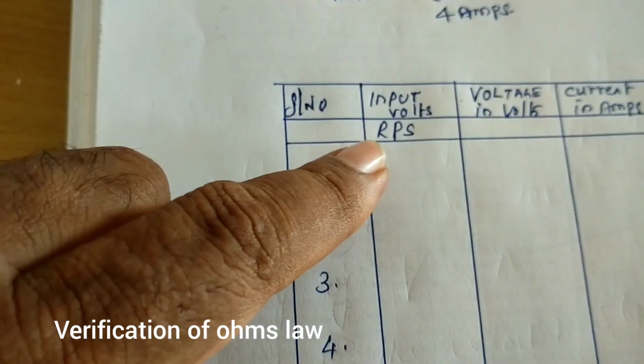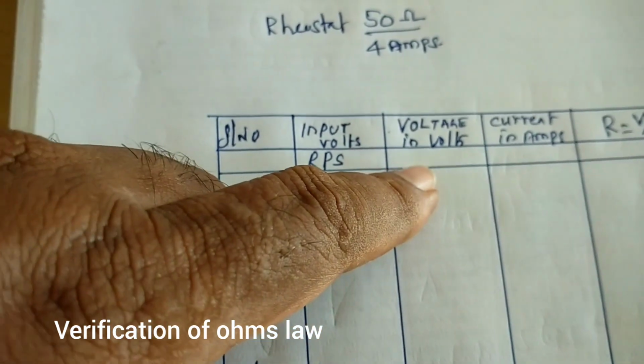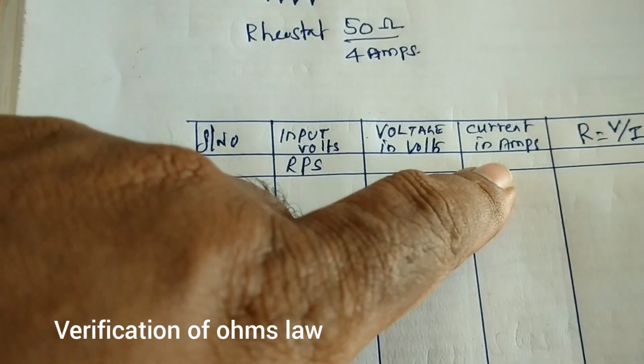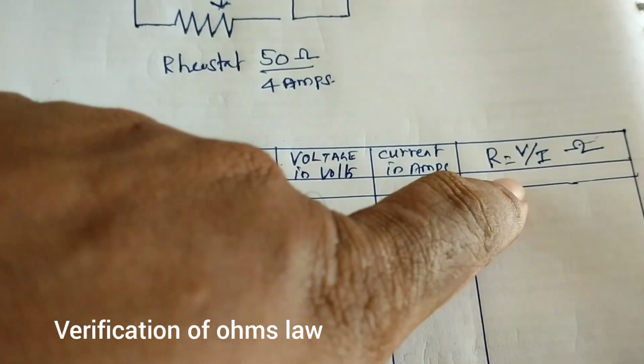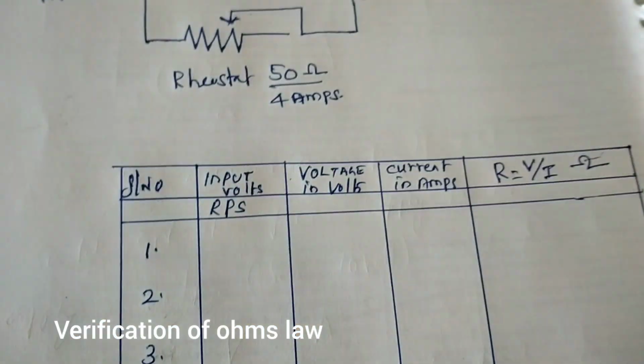Serial number, input volt from RPS, voltage in volt, current in amps, that is milliamps, and R equal to V by I ohms.